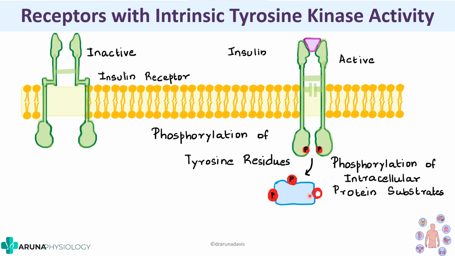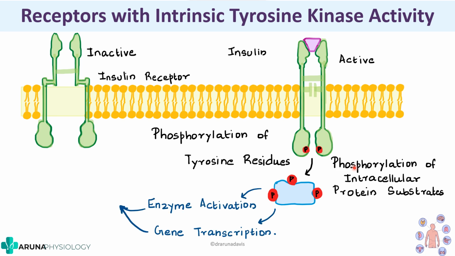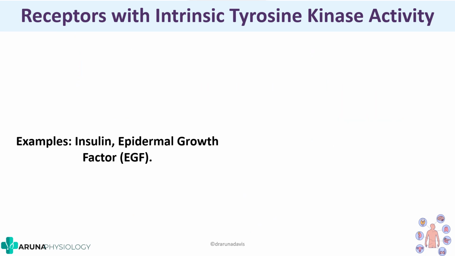So now this part will act like an enzyme and it will phosphorylate other intracellular protein substances. Okay, so there will be phosphorylation of intracellular protein substrates by this intracellular part of the receptor which has got intrinsic tyrosine kinase activity. This in turn will cause enzyme activation as well as gene transcription, which will produce physiological effects. So this is how receptors with intrinsic tyrosine kinase activity work. So good example for such hormones that work through this pathway are insulin and epidermal growth factor.